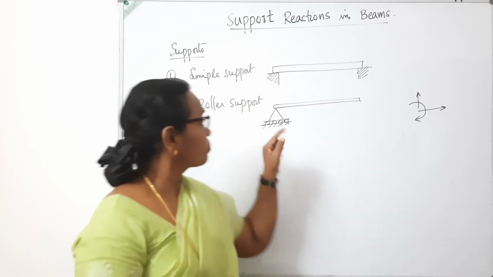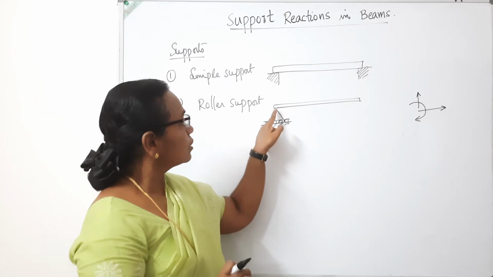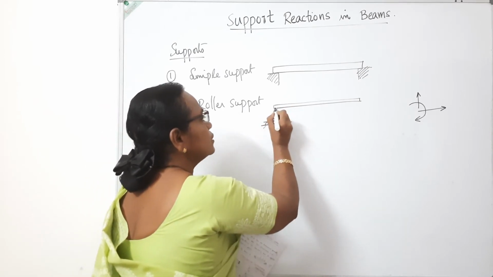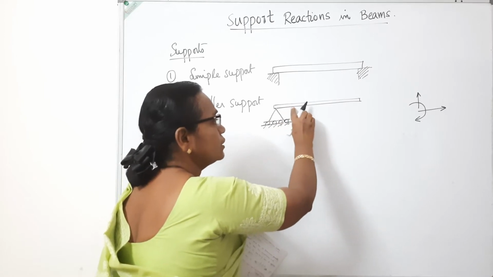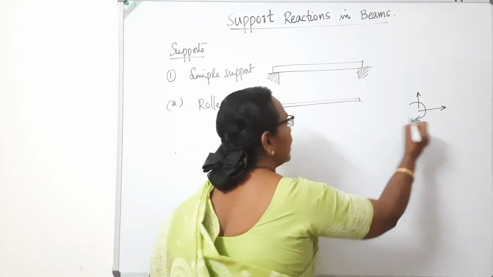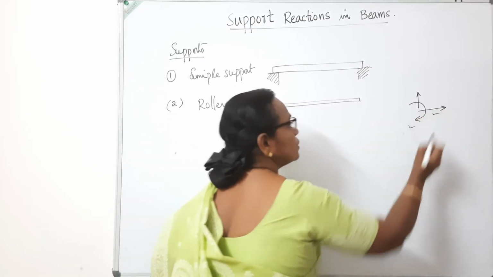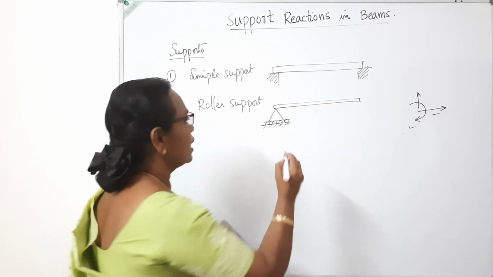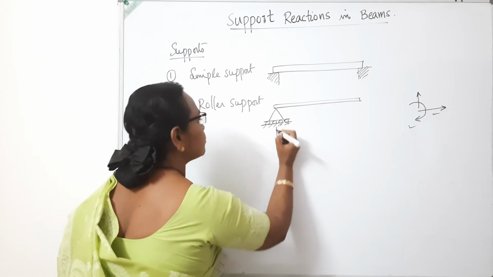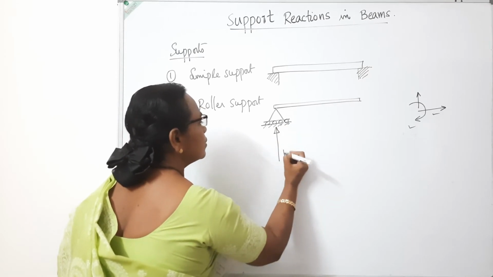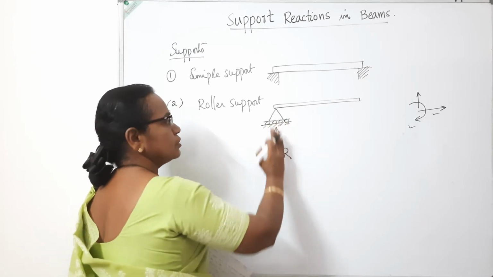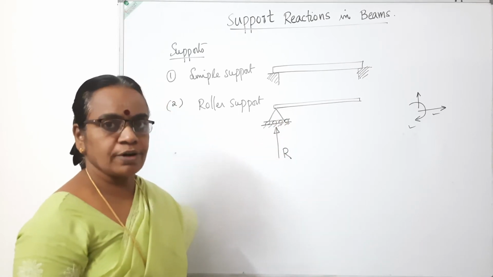So similarly, in the roller, the beam is free to bend. It can undergo rotation. Here the rotation is possible and the horizontal movement is also possible. So there will be only one reaction. That reaction will be normal to the surface. So in a roller support, there will be one reaction which is normal to the roller surface.